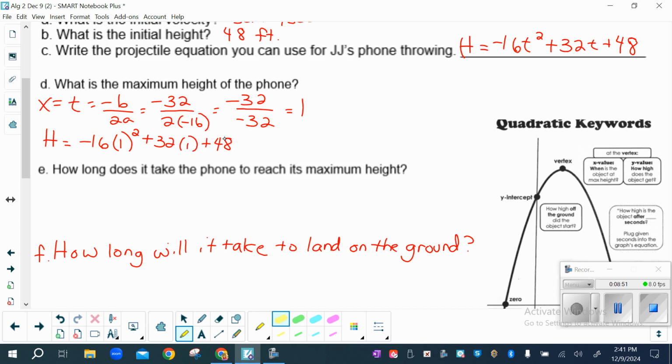So feel free to go get a calculator. I'm going to call on a random table and ask you guys to give me the answer. Get up and get a calculator.